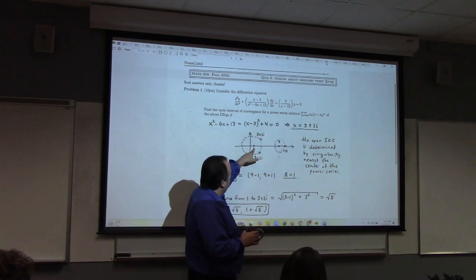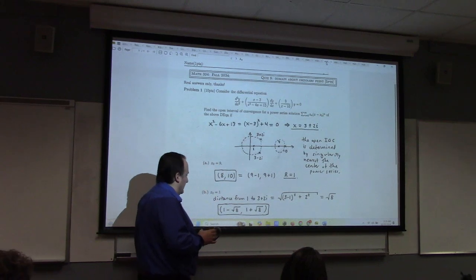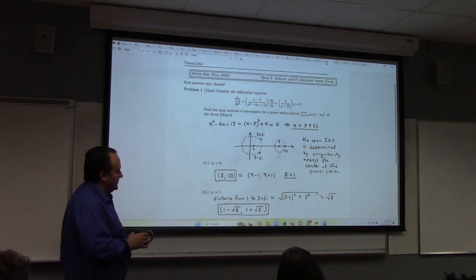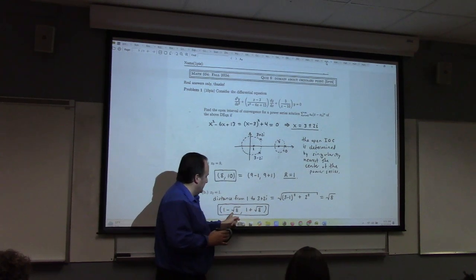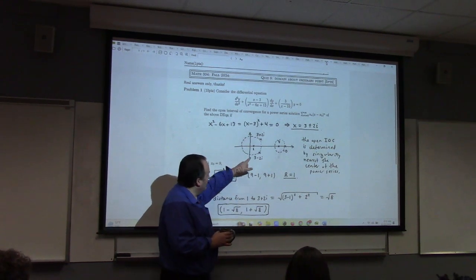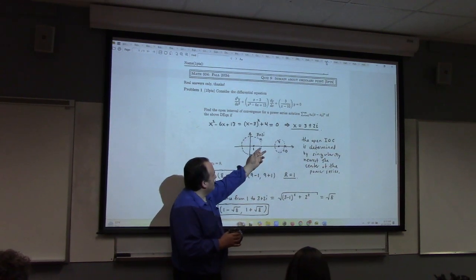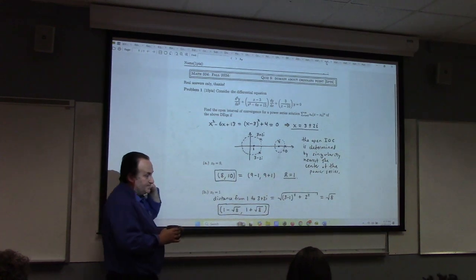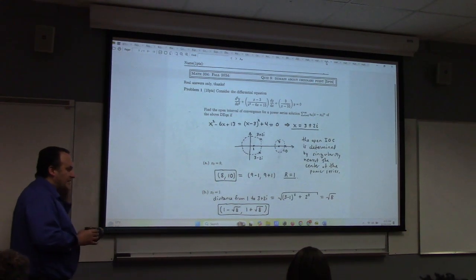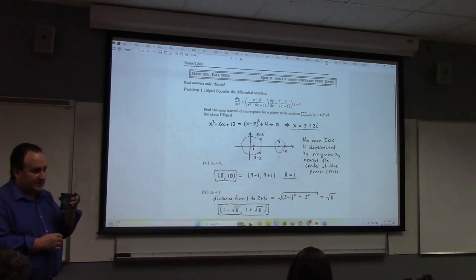Over here, the closest singularity to 1 are these complex singularities. And so my open interval of convergence goes from 1 minus the square root of 8 to 1 plus the square root of 8. The square root of 8 is the distance from the center to the singular point, because we're going 2 over and 2 up. The square root of 4 plus 4 is the square root of 8. Any questions about this?